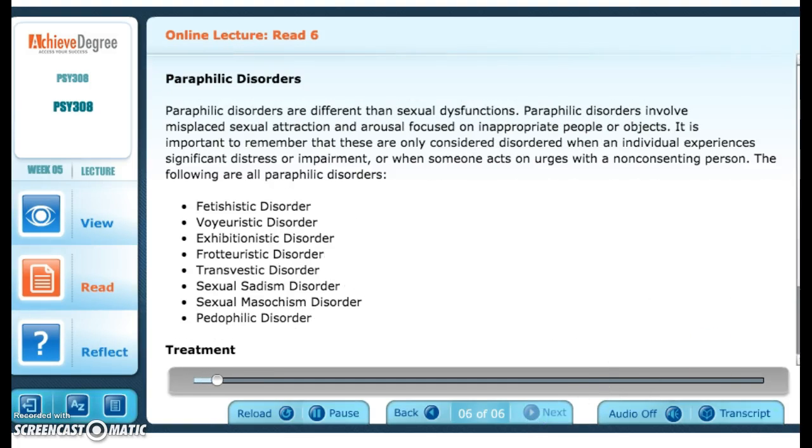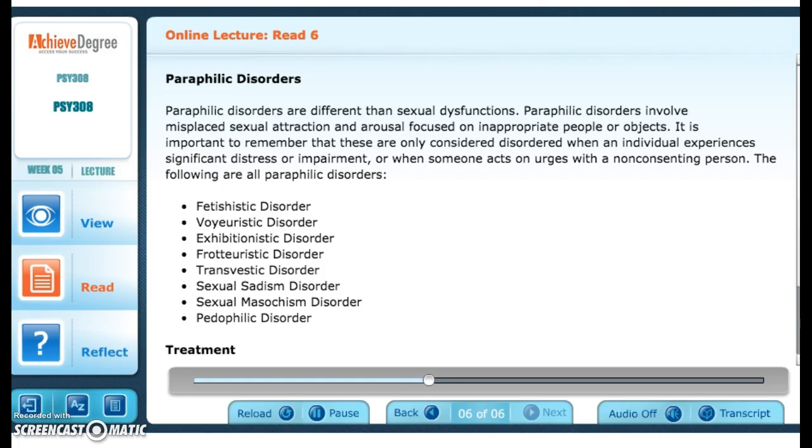Paraphilic disorders are different than sexual dysfunctions. Paraphilic disorders involve misplaced sexual attraction and arousal focused on inappropriate people or objects. It is important to remember that these are only considered disordered when an individual experiences significant distress or impairment, or when someone acts on urges with a non-consenting person.